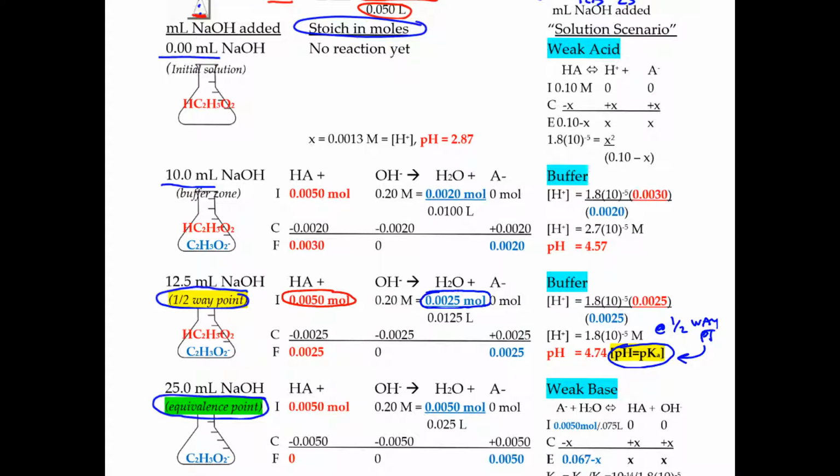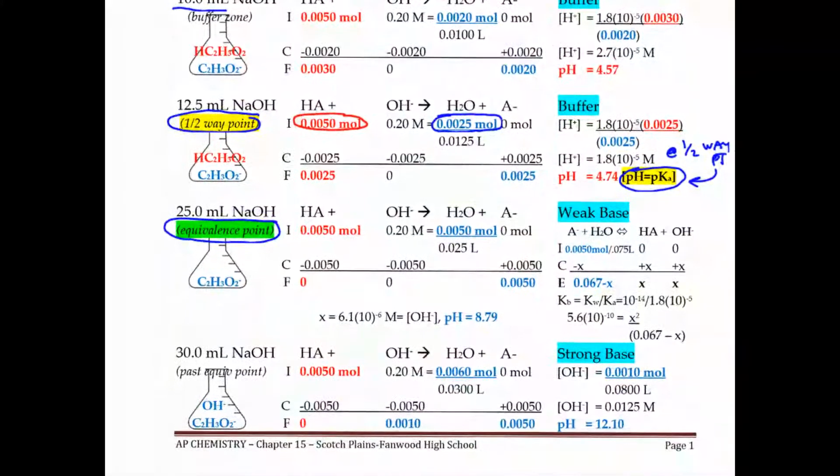Really important to understand that at the halfway point when you have a weak acid or base involved in the reaction. Okay, so that's the special thing about halfway. Now let's go to the equivalence point. You know what's special about that is that the moles of the acid are equal to the moles of the base. You've added exactly the right number of volume of milliliters of the base to match the acid.